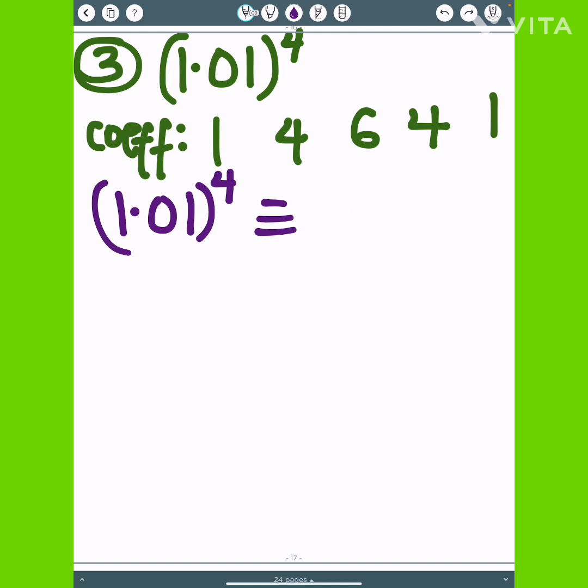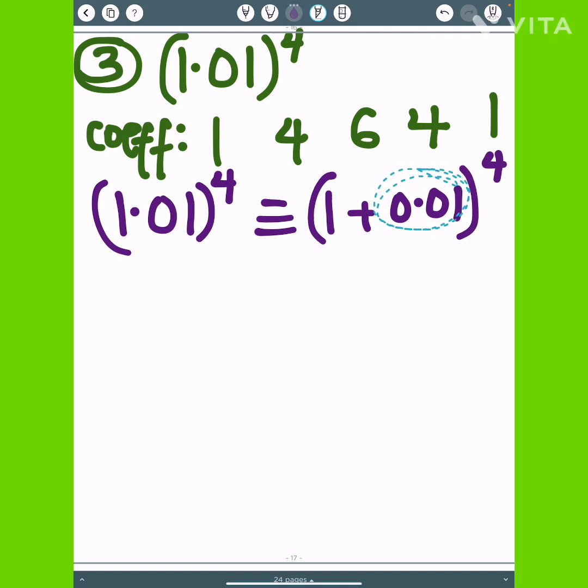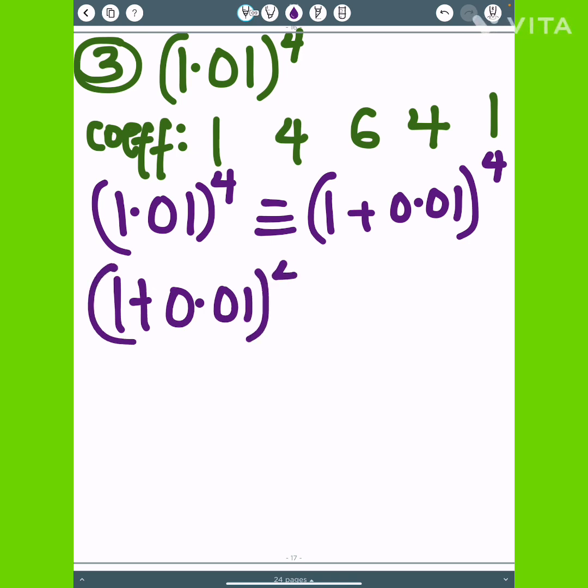1 plus 0.01 raised to power 4. So this is just like 1 plus x all raised to power what? 4. So what I need to do here is very simple. Right? So I'm doing 1 plus 0.01 raised to power 4. This is my question. So after knowing my coefficients, 1, 4, 6, 4, 1.